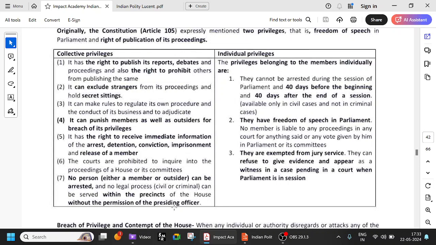So we have other issues, right? So civil proceedings, you need to give 40 days before and 40 days after when a session or that particular committee meeting is there. 40 days before and 40 days after, you cannot arrest the person. Okay, that is in terms of civil proceedings only, not criminal proceedings. But even in criminal or civil, you cannot arrest or give notice within the presence of the house. Okay, so in order to maintain the sanctity of the parliament.